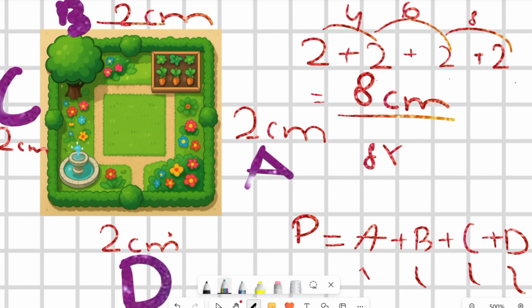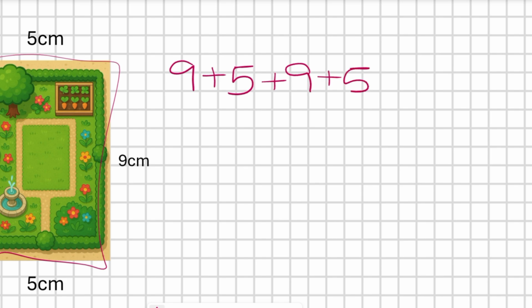So now let's move on to the other one. Our next question is on the screen. It's a rectangular garden and we have to do the same thing. We have to just make a fence around it and it should be of the same size. If it's bigger, it's gonna destroy our beautiful garden. So let's add them all together. 9 plus 5 plus 9 plus 5.